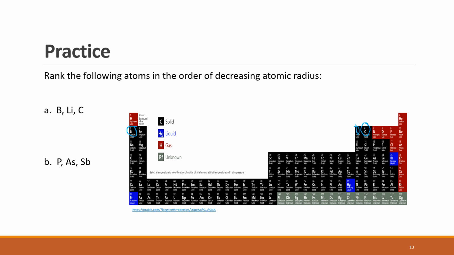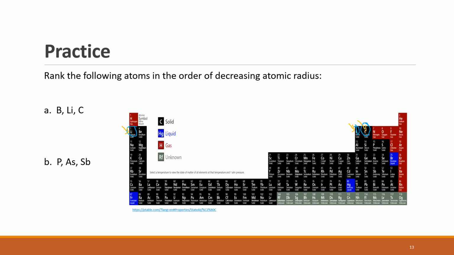So for atomic radius, the trend as you go across is that size is decreasing as you go across the periodic table, with the smallest elements in this upper right-hand corner. So looking at that, that means that the largest of these three atoms is going to be lithium. So lithium is the largest, and we want to go in order of decreasing, so then boron will be next, and then last but not least will be carbon.